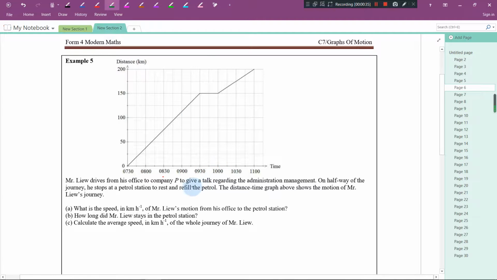It's good that we label all these locations: office, company P, petrol station, on the graph here. So it's easier for us to understand the graph and to answer the questions. So this is the office, and this is the petrol station, and this is company P.